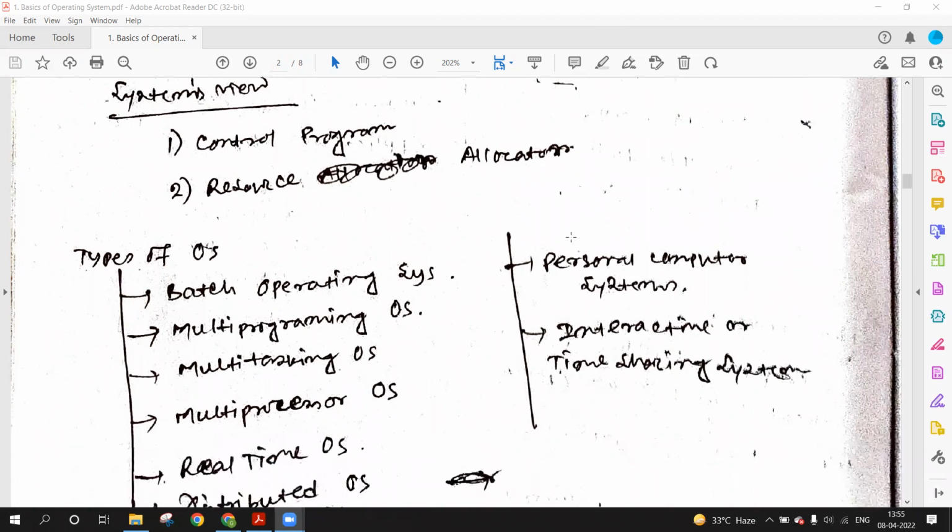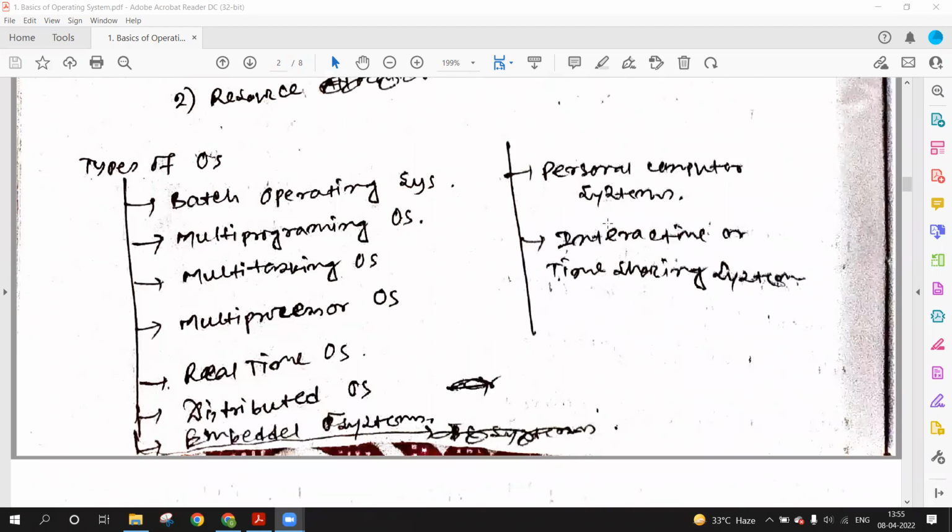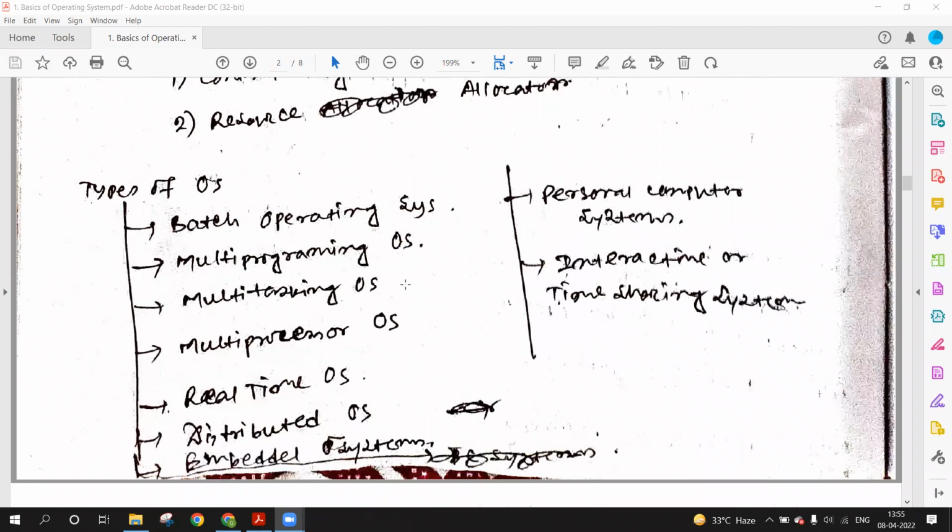Now we will discuss the types of operating systems. There are many types of operating systems, like batch operating systems, multi-programming operating systems, multitasking operating systems, and multi-processor operating systems. Questions will come mainly from these three parts, as these three are confusing: multi-programming, multitasking, multiprocessing. I will discuss them later. The next ones are real-time operating system, distributed operating system, embedded operating system, personal computer systems, interactive or time sharing system.